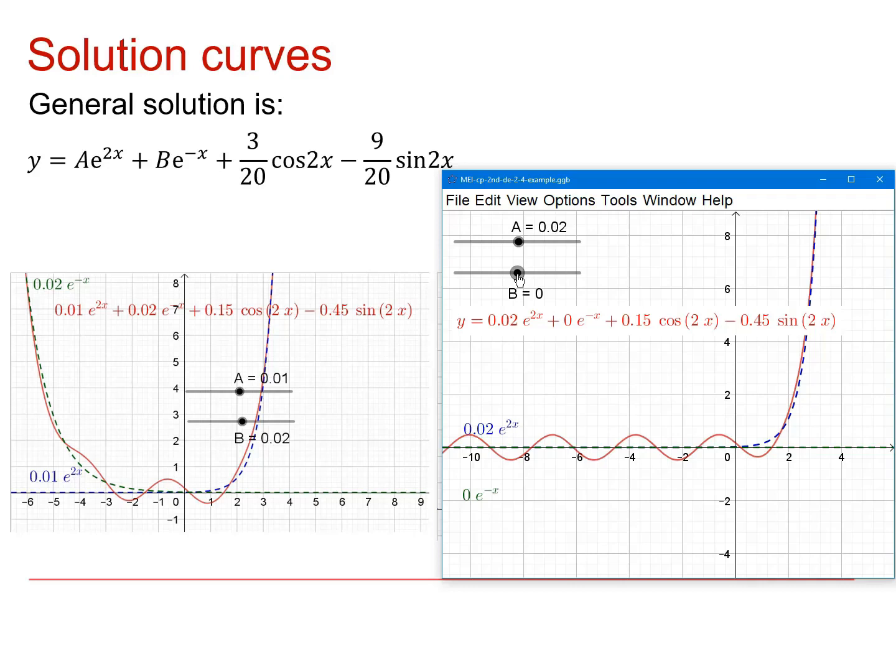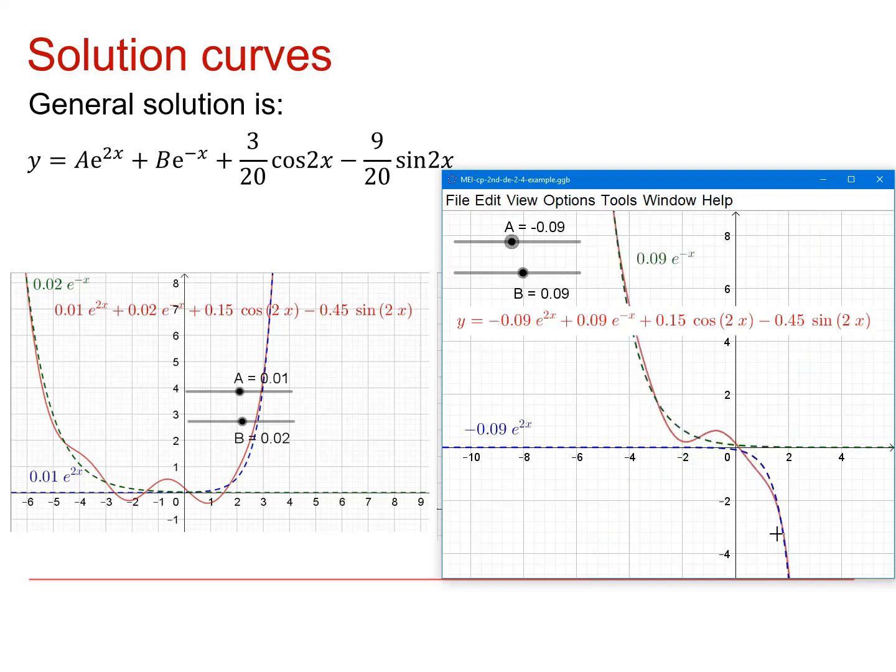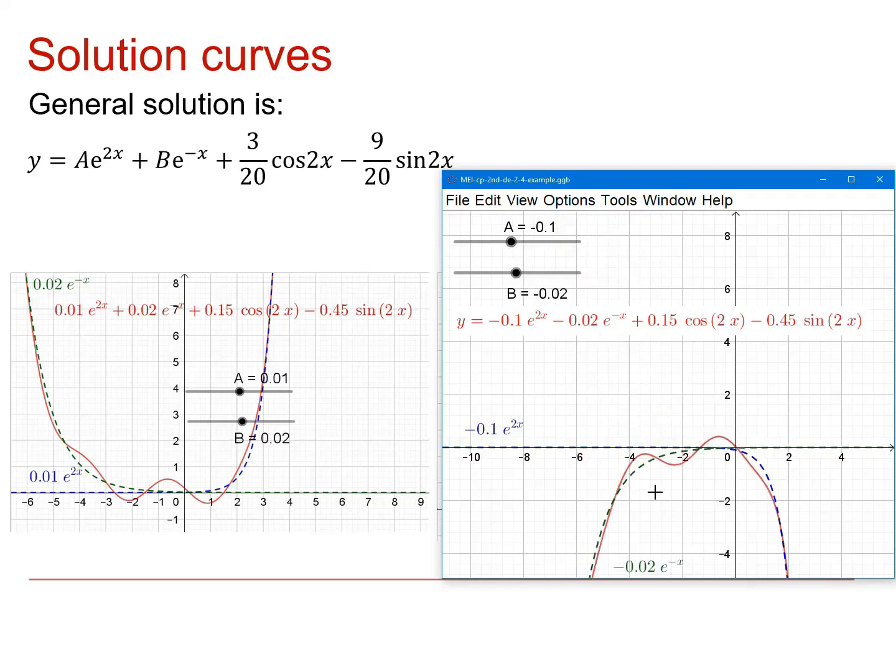What happens if either of them is negative? Well, all that happens is you get this reflection in the x-axis on the left-hand side here, and if we switch it over so that a is negative, we get the reflection for the e to the 2x type function. And if we have them both negative, then you'll see we've got reflections for both of them. So everything is basically turned upside down.